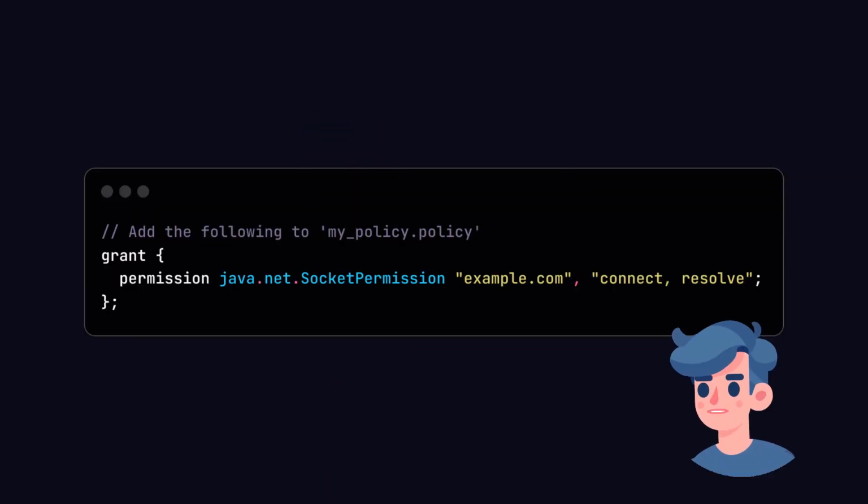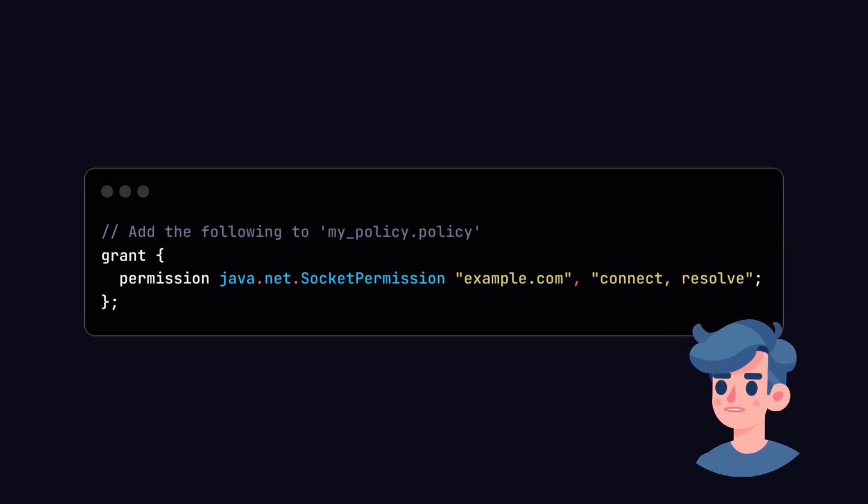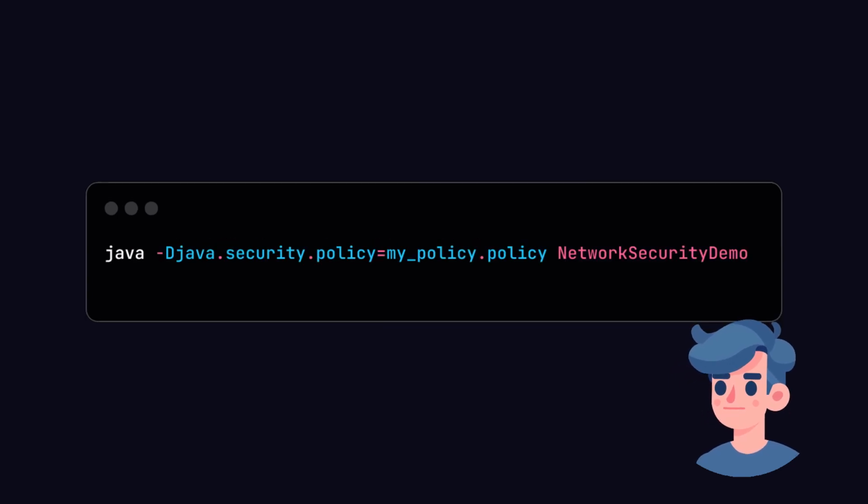To ensure that we have the right policies, you need to adjust your policy file to include network permissions. Modify the policy file like this. With the updated policy, recompile and rerun your network security demo class. If you configured everything correctly, you should see a successful connection message.